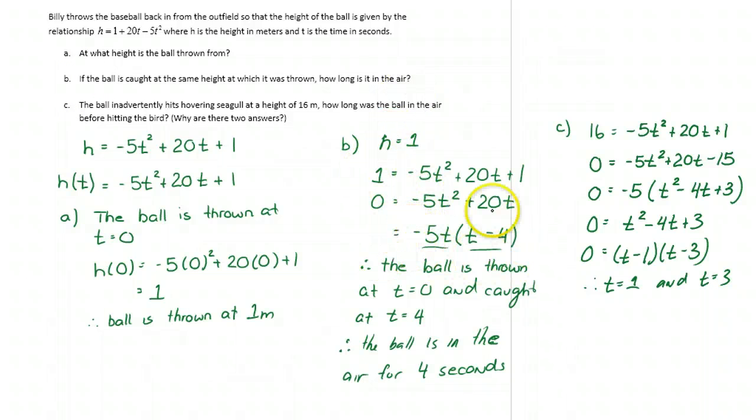This is a case we always want to watch for because it's a common factoring case which allows us to solve this. If the ball is thrown at 0 seconds and is caught at 4 seconds, the ball is in the air for 4 seconds. Then part C is the ball hits a hovering seagull accidentally, so at 16 meters we set height to 16 meters because that's the height when it collides with the seagull, and then we work through it, factor, and we get our two answers because it might hit the seagull on the way up, or it could hit the seagull on the way down.